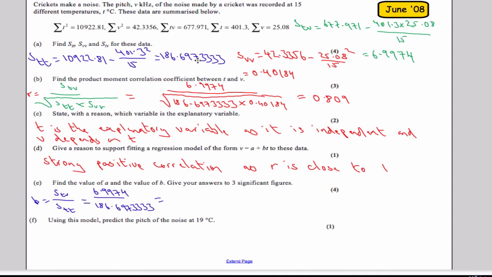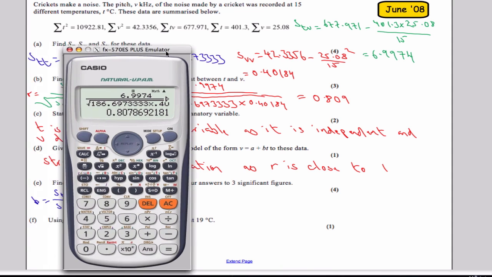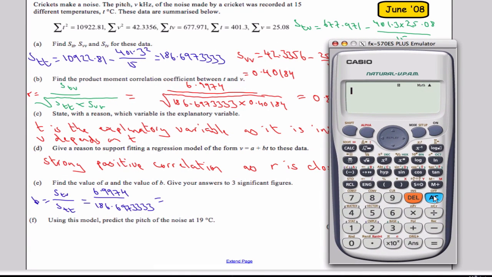And again, just as well that we kept these as full answers because we want to maintain accuracy. So here we go. It's going to be 6.9974 over 186.6973333, and we get 0.0375 to 3 significant figures. So I'm going to round this to 3 significant figures.